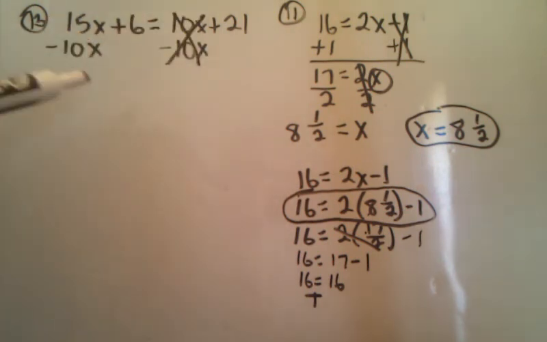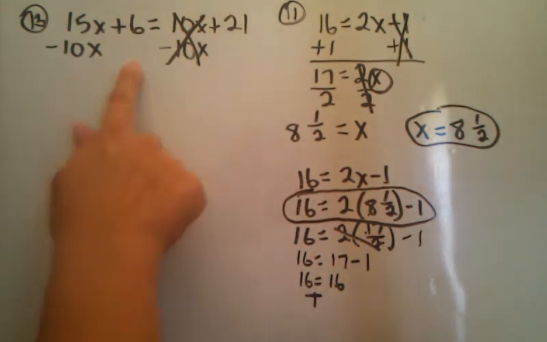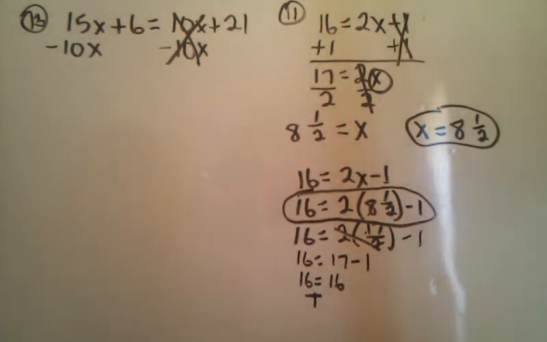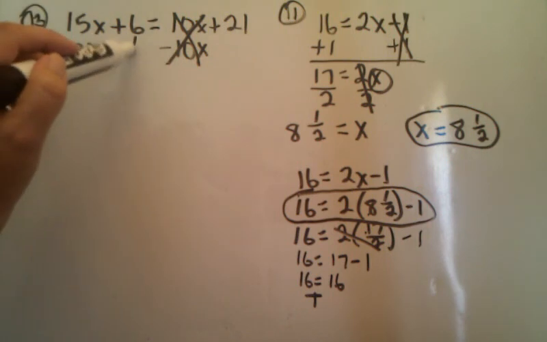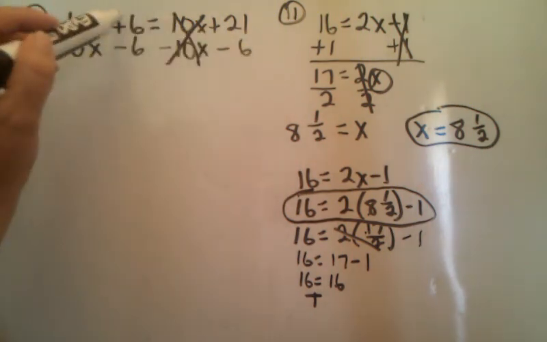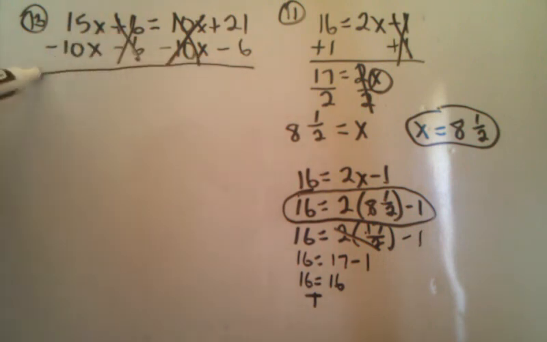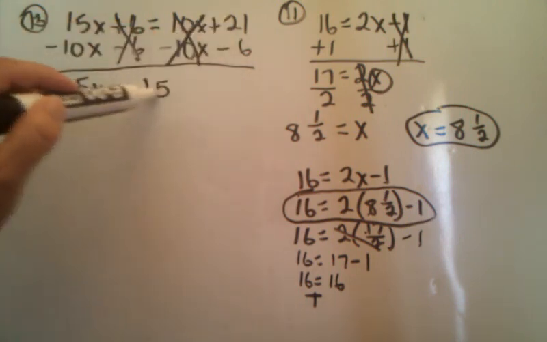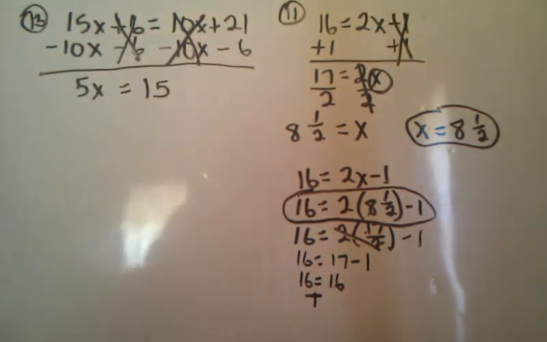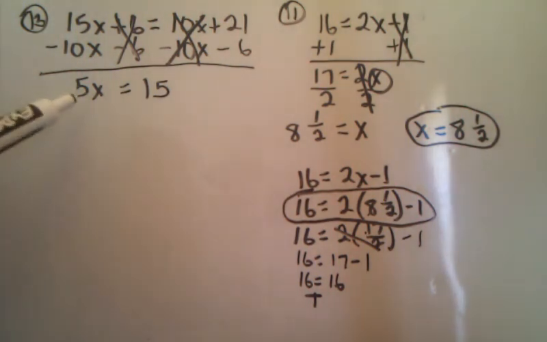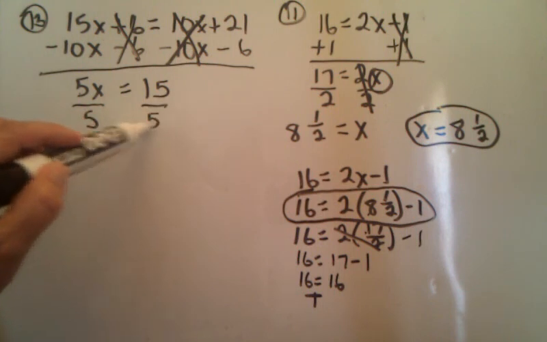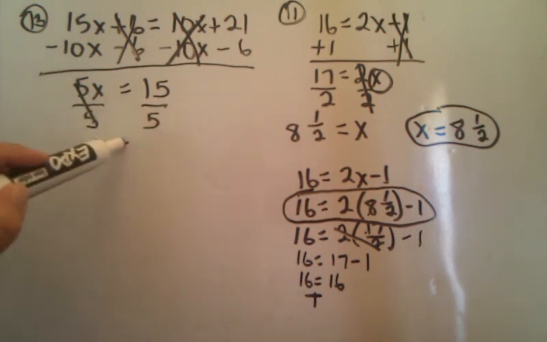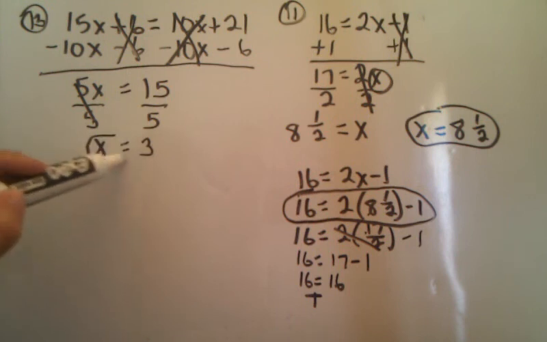These are going to cancel. I don't have anything canceled over here, so I'm going to have to cancel that 6. The opposite of plus is minus, so I have to subtract 6 from both sides. Those are going to cancel. Okay? 15 minus 10 is 5x equals 21 minus 6 is 15. These are multiplied, so the opposite of multiply is divide, so I have to divide by 5. X equals 15 divided by 5 is 3.